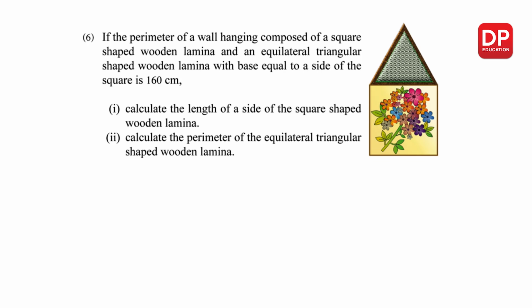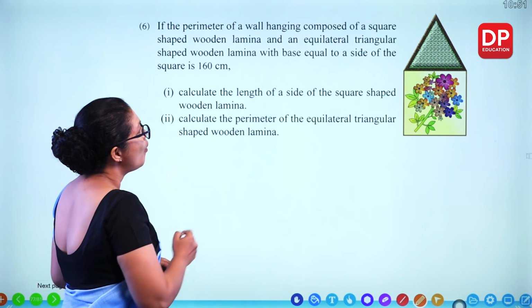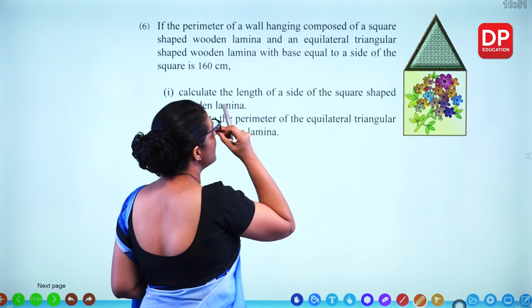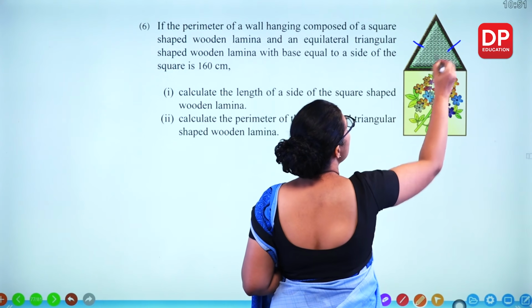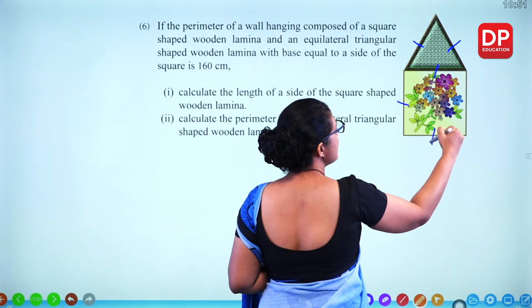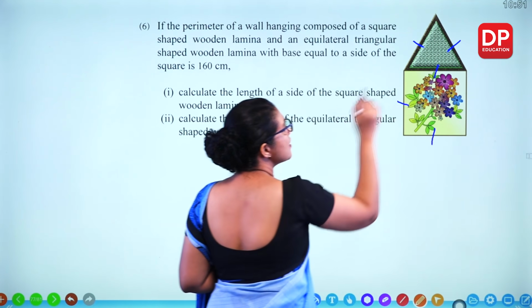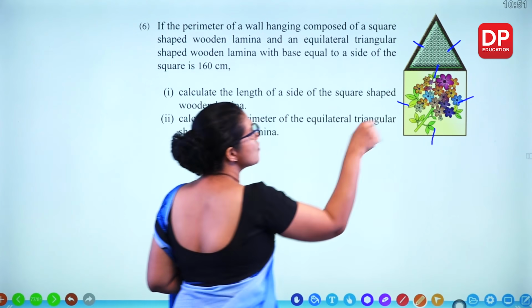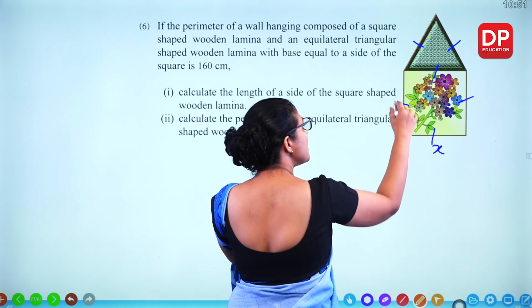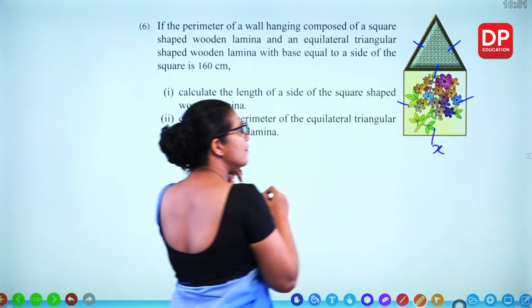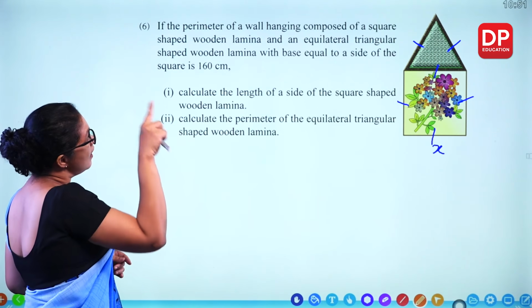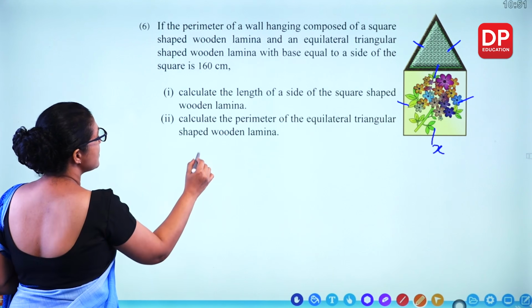Look at question number 6. If the perimeter of a wall hanging composed of a square-shaped wooden lamina and an equilateral triangular-shaped wooden lamina with base equal to a side of the square is 160 centimeters. So the whole perimeter is 160. All these sides are equal because this base is the same as the length of this square. So how many equal sides are there? 1, 2, 3, 4, 5. 5 sides are there, so the perimeter is 160.